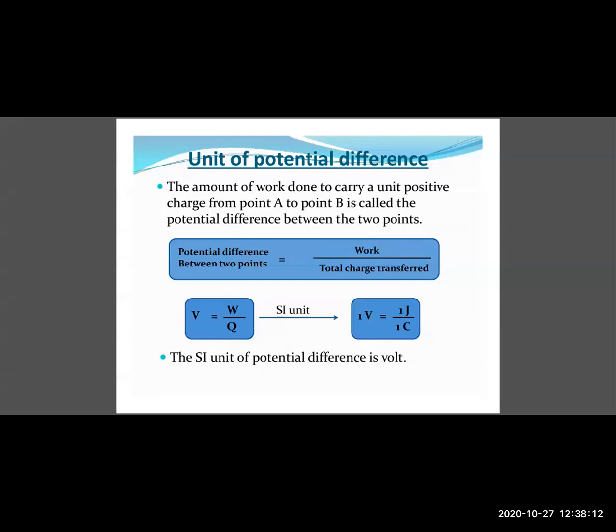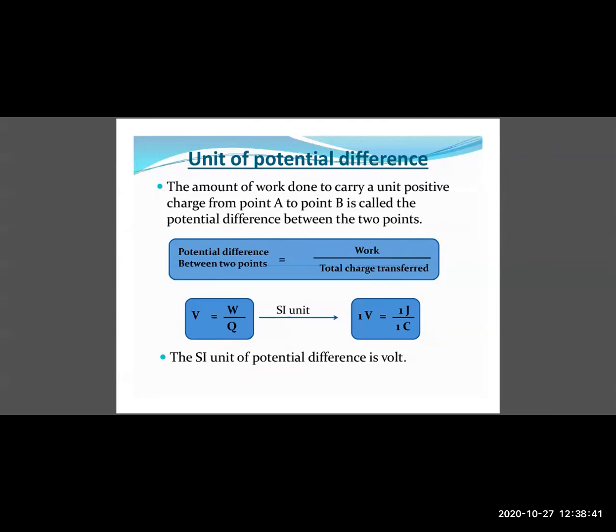So potential difference is the ratio of the work done to the total charge transferred, right? Potential difference is expressed by the term V, that is voltage, and by the formula V equals W upon Q. Okay, so V, the symbol for volts or voltage, potential difference, is equal to W upon Q, and the SI unit for potential difference is volts, right?